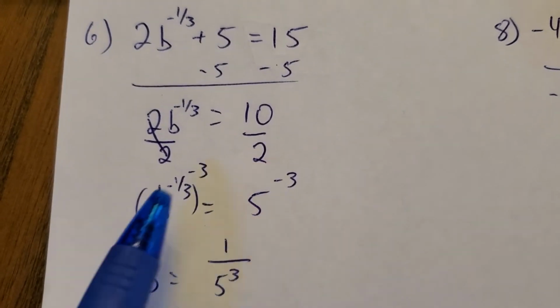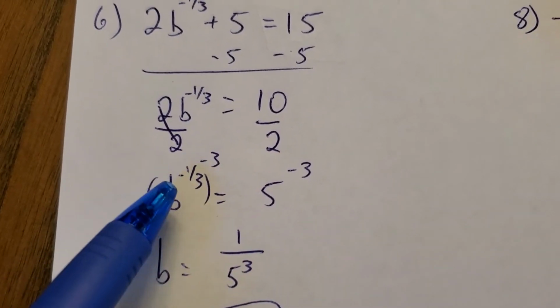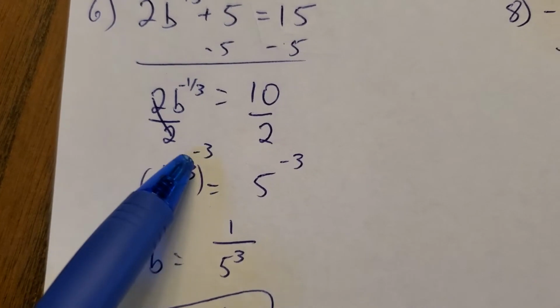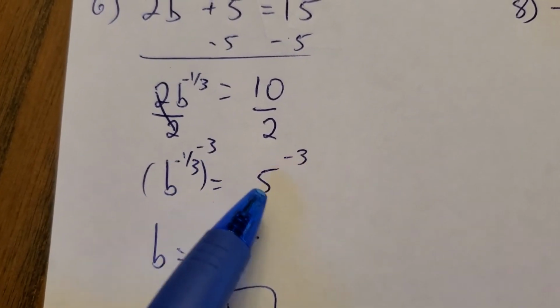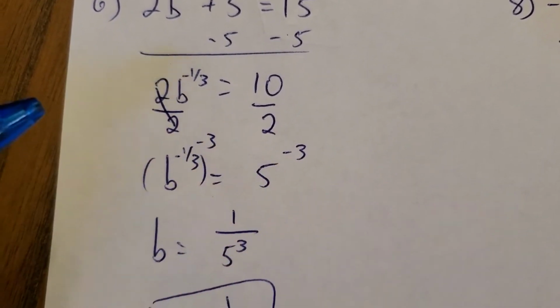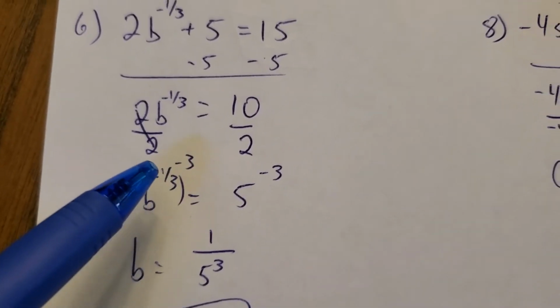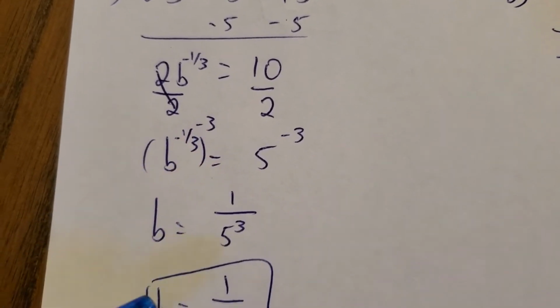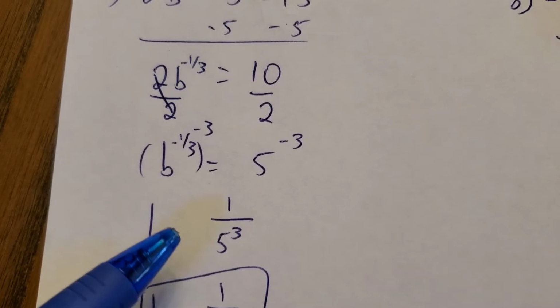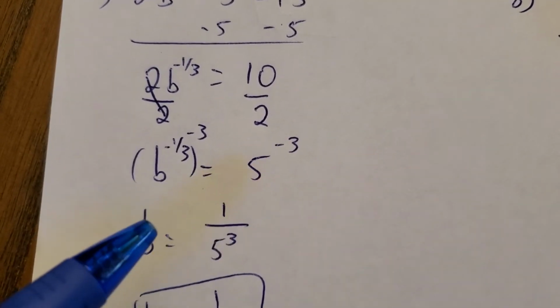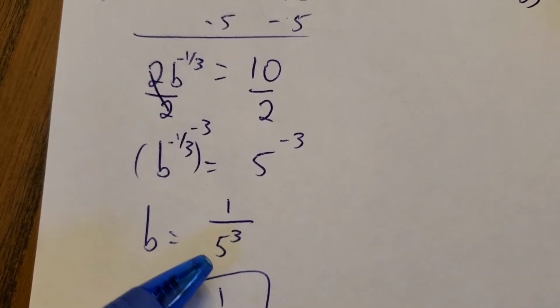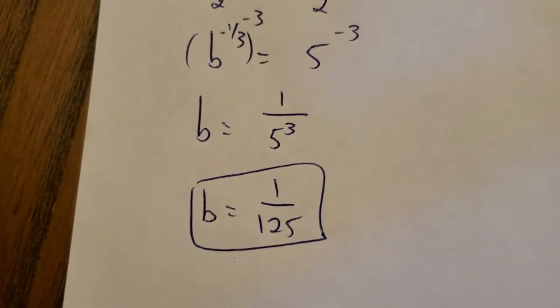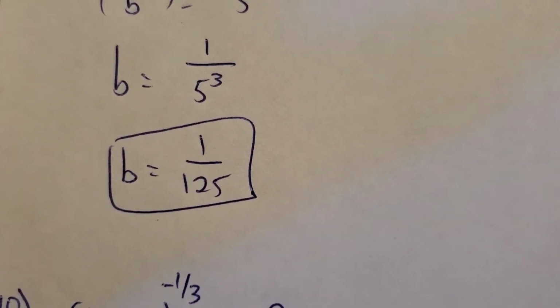Then we raise both sides to the reciprocal power. The reciprocal of negative 1/3 is negative 3 over 1. So we raise both sides to the power of negative 3. Power raised to a power, you multiply. And when you multiply reciprocals, they wipe out. So we get just b. b is equal to 5 to the negative 3rd power, which is 1 over 5 to the positive 3rd power, which is 1 over 125.